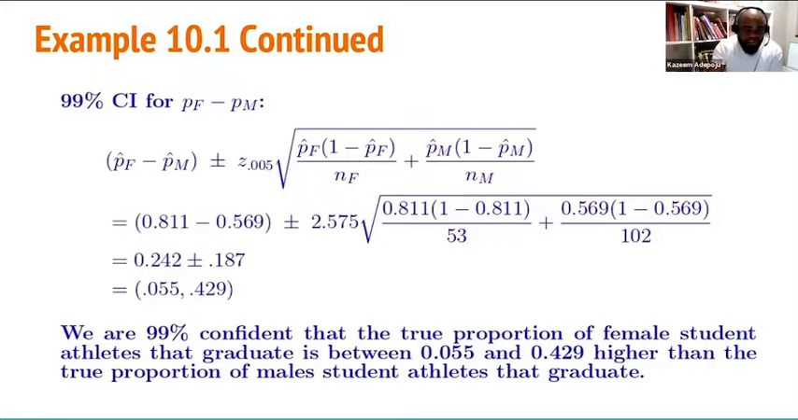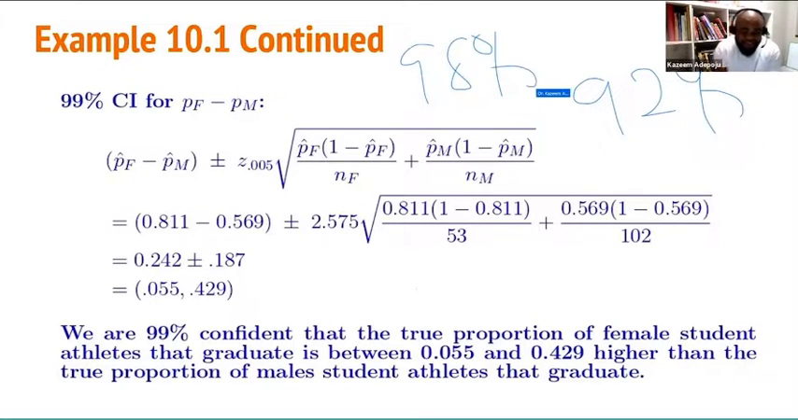I think somebody is chatting with me right now. Somebody said 99, 95, 90 are the most common confidence levels. My answer is yes, but I can ask you to compute 92%. I can ask 98%. Okay.